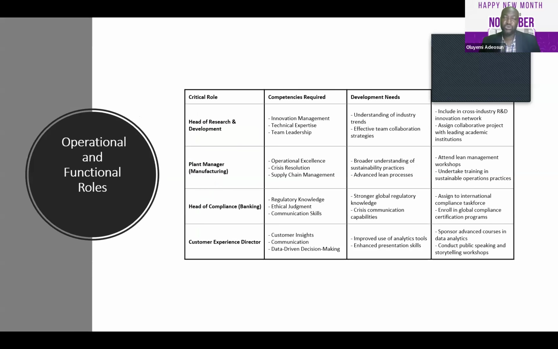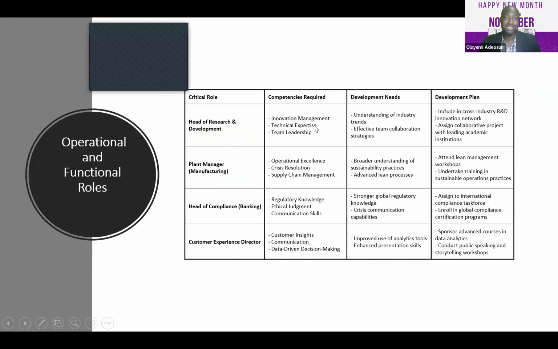let's look at a few roles, just a few roles, so that we get some examples here as we coast along. So look at head of research and development. Some of the competencies required may be innovation management, technical expertise, and team leadership. Then what is the developmental need? It can be understanding of industry strength. It could also include effective team collaboration. Then development plan. Include in cross-industrial and innovation network. You can see that.